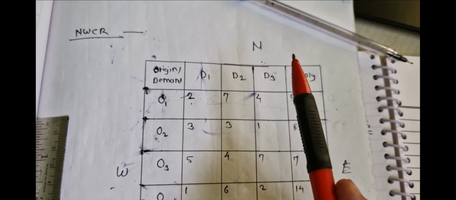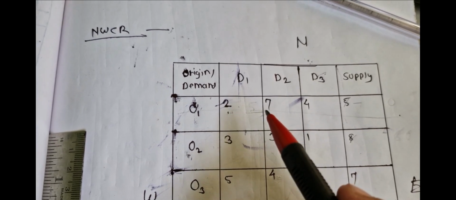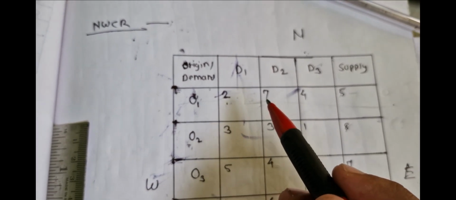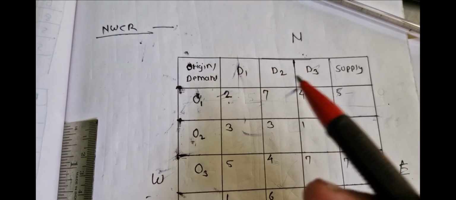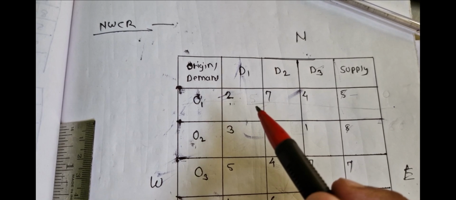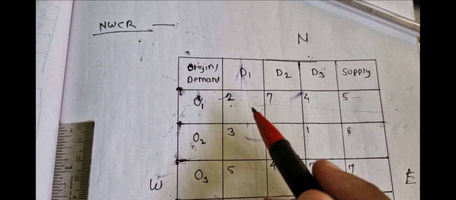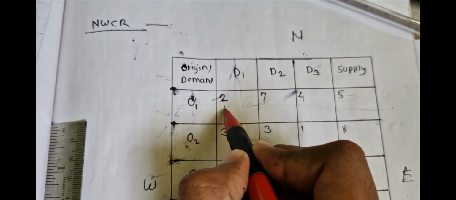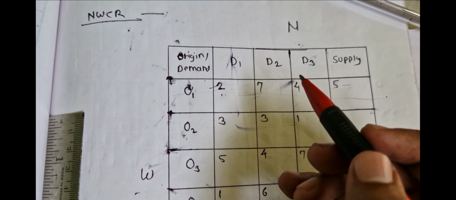So in that cost matrix we have to give the allocation at the northwest corner. You can see north is here and west is here. In that corner, that is the value where we have to put the allocation. So first we will give the allocation to the 2, because this cost is in the northwest corner.